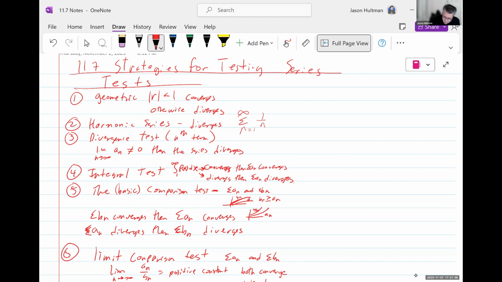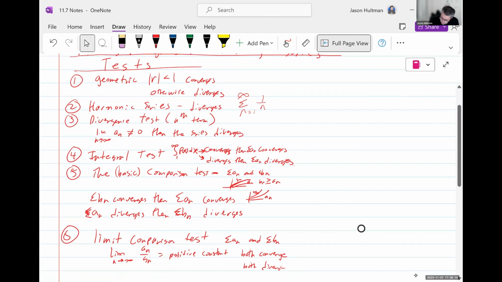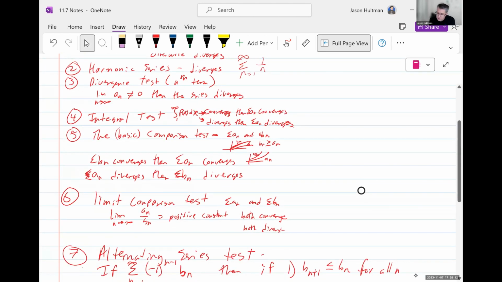If it's harmonic, then we know that diverges, and that's the summation n equals 1 to infinity of 1 over n. The divergence test is for any series whose terms do not get smaller, do not go to 0. The integral test: if we can take the integral and show that it converges, then the series converges, or if that integral from 1 to infinity diverges, then the series will diverge.